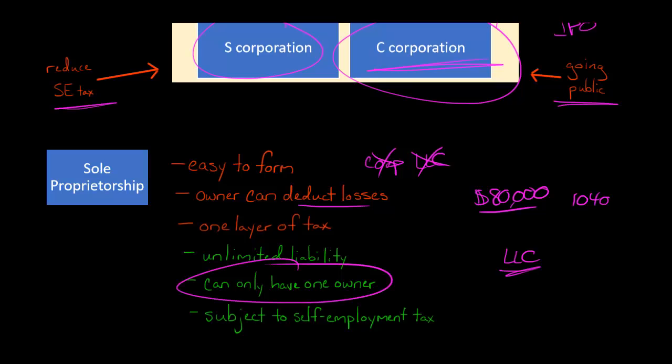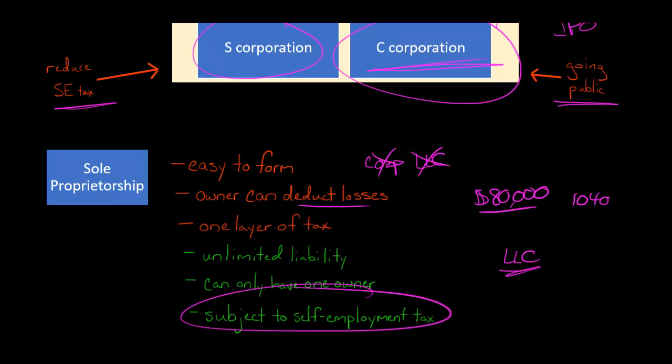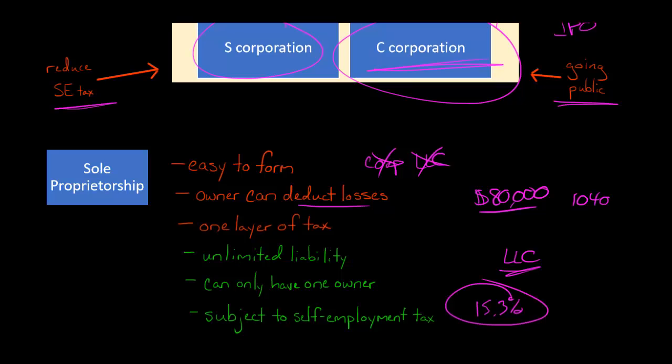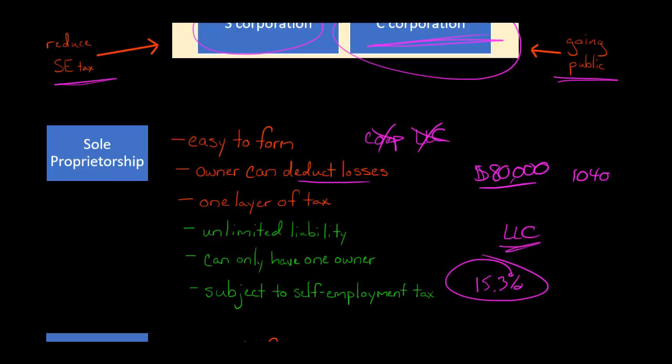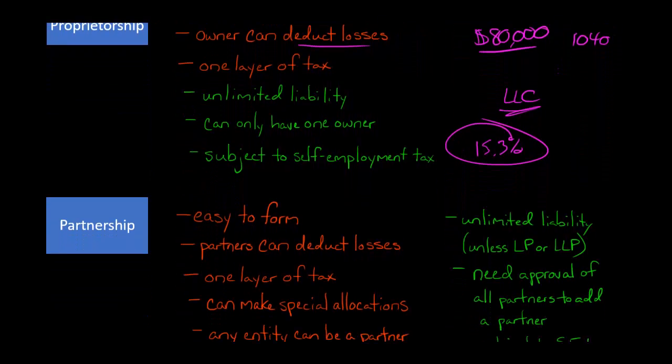And again, we can only have one owner with a sole proprietorship, so you can't take on other investors. Otherwise, they'll become a different type of entity. And of course, you're going to be subject to self-employment tax, which at the time of this video is 15.3%. That is beyond the income tax that you'll be subject to. You basically have Social Security and Medicare. I'll make another video where we'll talk about that in more detail and show you the calculations.